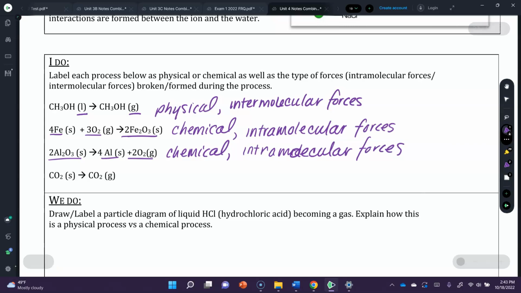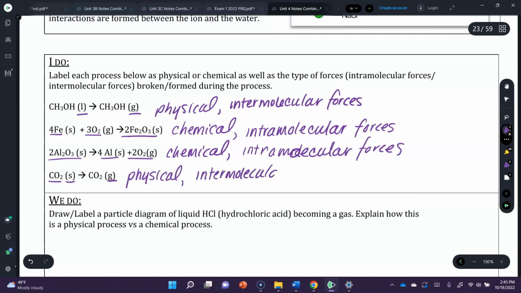Continuing forward, we see we are going for carbon dioxide from a solid to a gas. That is a sublimation process, which is only a physical change in the state of matter. And so that means that we are breaking the intermolecular forces. And we know it's breaking because solids are much closer, so have stronger intermolecular forces than gases, and we're going from a solid to a gas.